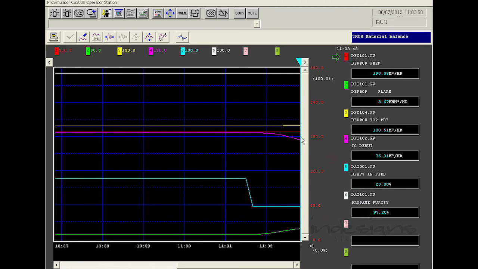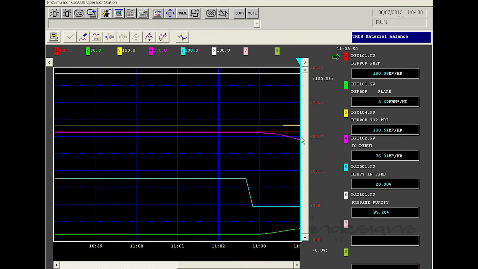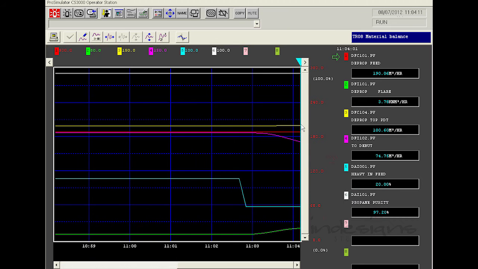The feed flow will almost remain constant because of flow controller. Since there is good hold-up in the column as well as in the reflux drum, the effect on the product quality will take time to show up.